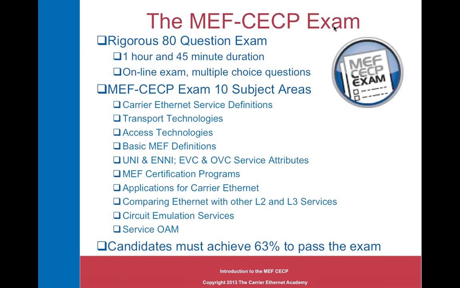It's an online exam made up of multiple choice questions that cover 10 subject areas, and the 10 areas are listed here. The exam is biased towards the carrier Ethernet service definitions, the UNI, ENI, EVC, and service attributes, applications for carrier Ethernet, comparing and contrasting carrier Ethernet service with other layer 2 and layer 3 telecommunication services, and then basically there are a number of other topics: how to transport and provide and use access technologies to deliver carrier Ethernet, circuit emulation over Ethernet, and service OAM. Candidates must achieve a 63% or higher to pass the exam. And so to translate that for you, that's 54 out of the 80 questions answered correctly.